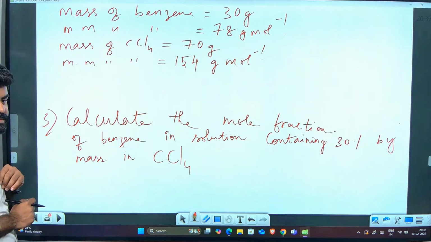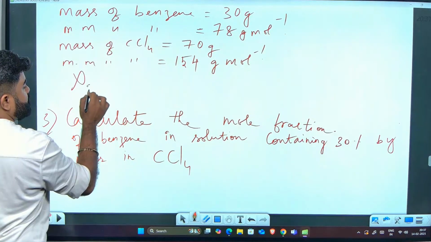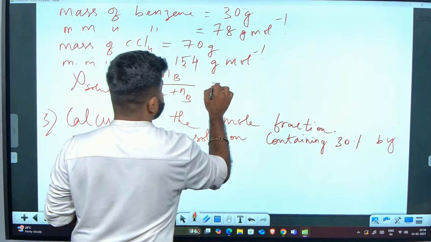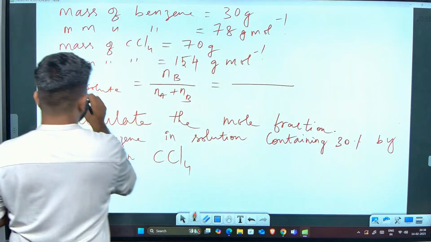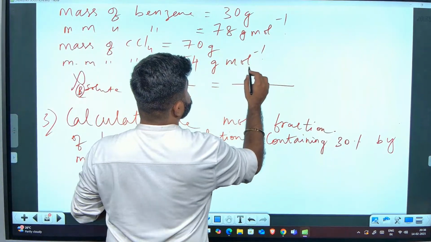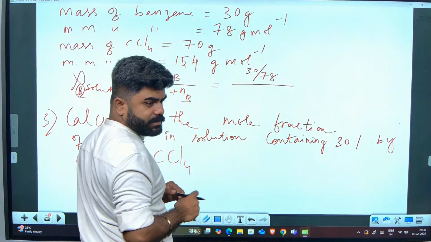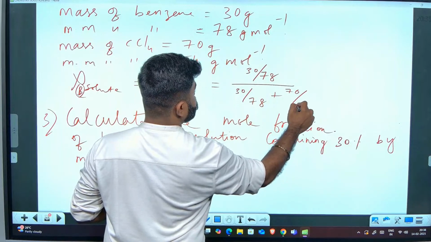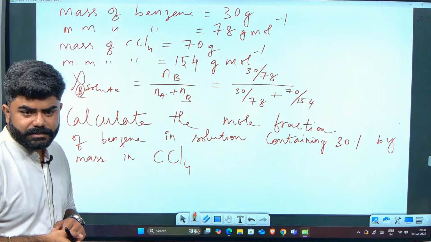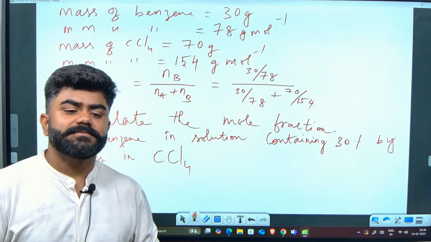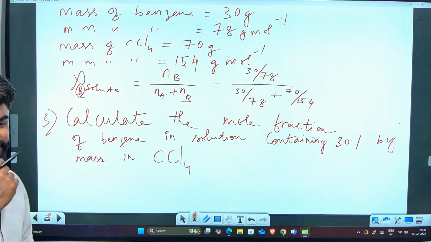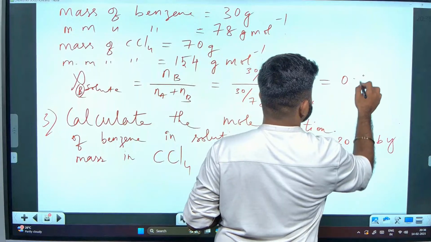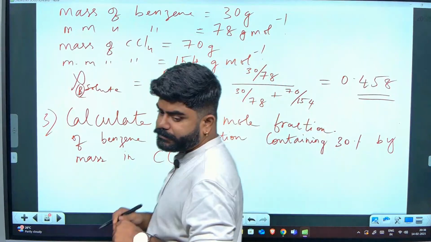Now what have they asked? They asked for mole fraction of benzene, which is psi of benzene, that is solute, which can be written as NB by NA plus NB. So what is NB? Let's say psi B. NB is number of moles of benzene, which is given mass by molar mass, 30 by 78, plus similarly for CCl4, 70 by 154. That's all. When you simplify this, we will get the answer. There won't be time in the exam, it will come with practice, you have to do it quickly. Yeah, that's correct. 0.458. This is the answer.